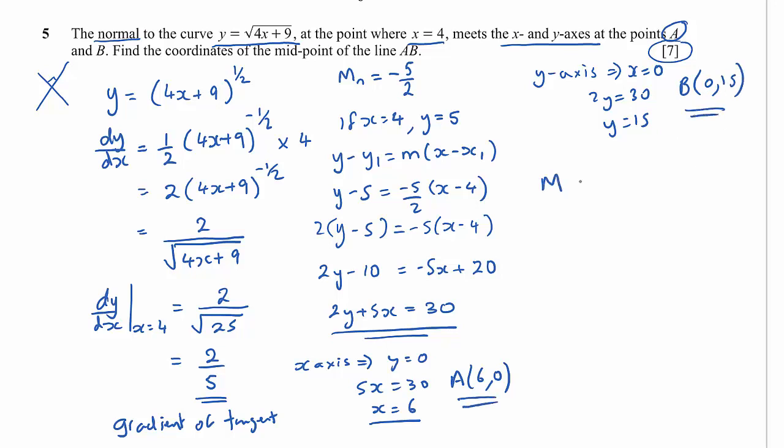So the midpoint of that is going to be (6 plus 0) divided by 2, and (0 plus 15) divided by 2, which gives us (3, 7.5).